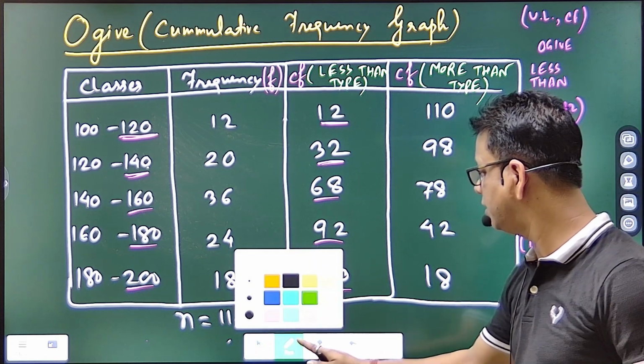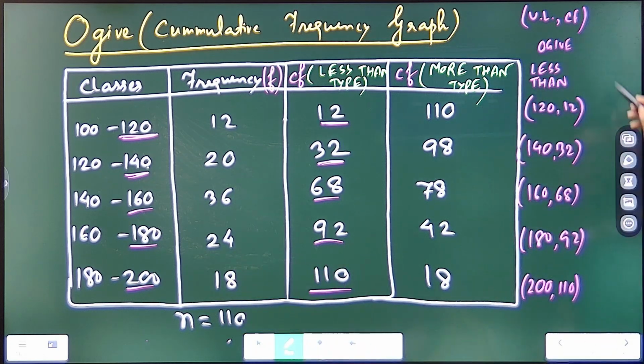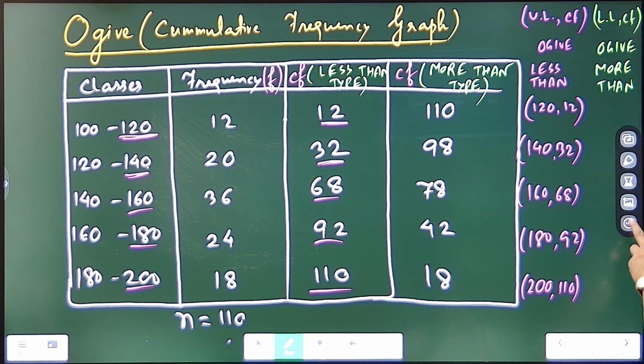I'm going to show it now for the more than ogive. Can you tell me the simple rule for which numbers to be taken? We took the upper limit and CF. This time we will take the lower limit. Yes. So we will take lower limit, comma, CF.